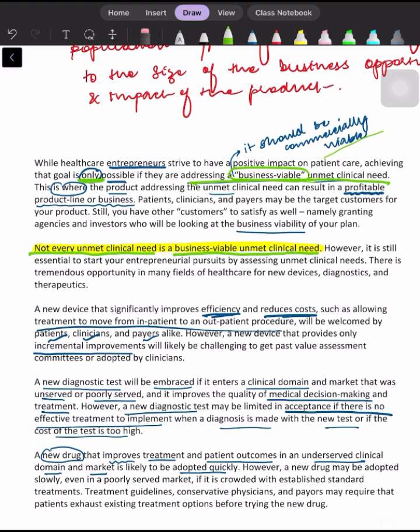A new device that significantly improves efficiency and reduces the cost, such as allowing treatment to move from an inpatient to an outpatient procedure, will be welcomed by patients, clinicians, and payers alike. However, a new device that provides only incremental improvements will likely be challenging to get past value assessment committees or to be adopted by clinicians.